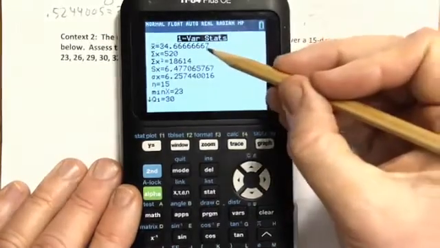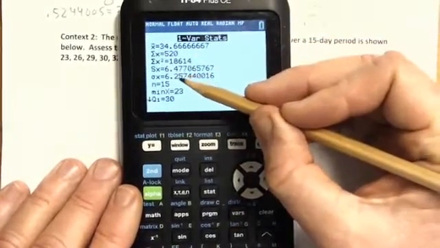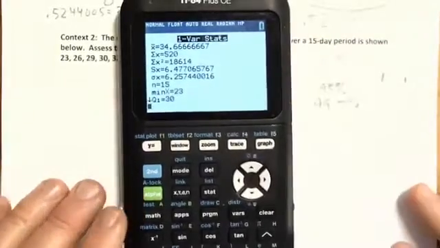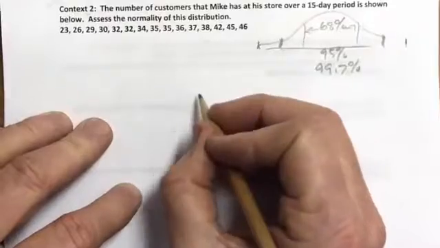So the way we find those is going stat, calculate, one variable stats of list 1. And so we get that the mean of these numbers is 34.6 repeating. And then we'll use S, the standard deviation, which is 6.4, I'll just call that 6.48.